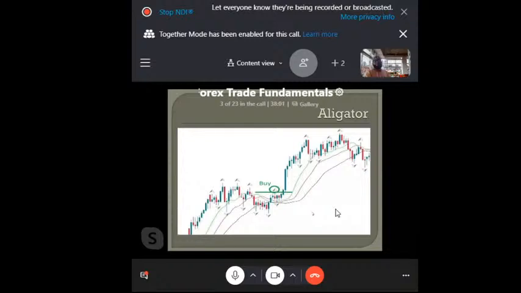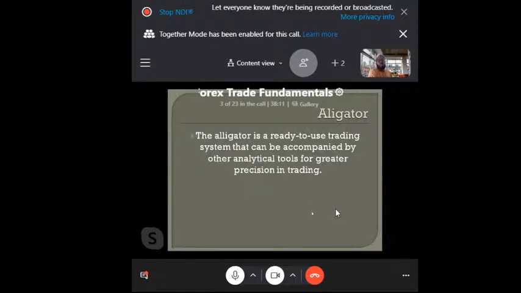Okay. Next slide. The alligator is a ready-to-use trading system that can be accompanied by other analytical tools for greater precision in trading. Me, it is my favorite tool. I combine it with moving average. Sometimes I will use my moving average to clarify things. But I'm not saying it must be your favorite. Choose a tool that is working for you. Next slide.